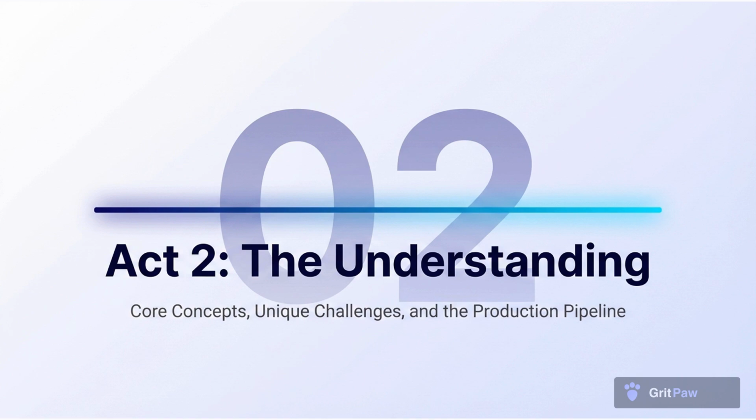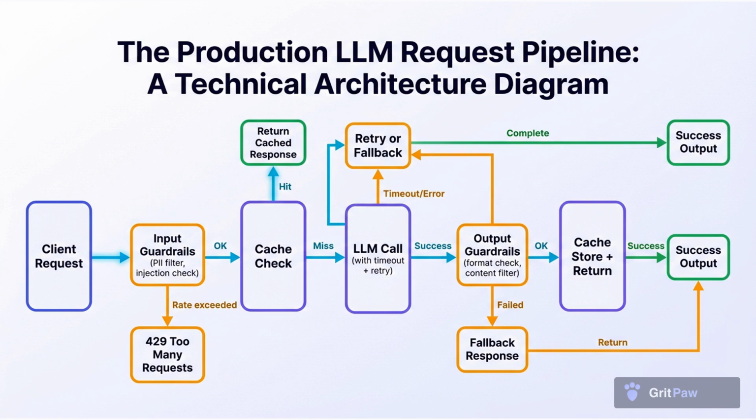With that sobering example in mind, let's now transition into Act 2, the understanding. Here, we will systematically dissect the core concepts of LLMOps. We'll explore the fundamental differences between deploying traditional software and LLM-powered applications, identify the unique failure modes of generative AI, and lay the conceptual groundwork for building resilient and efficient production systems.